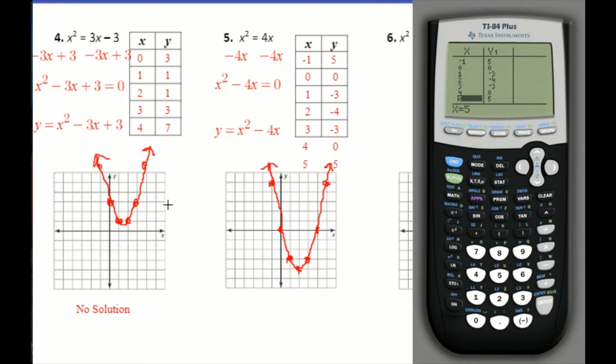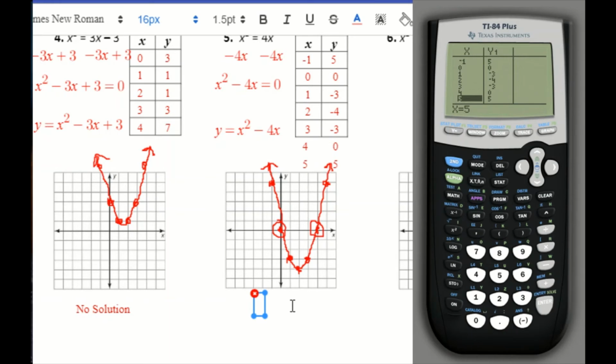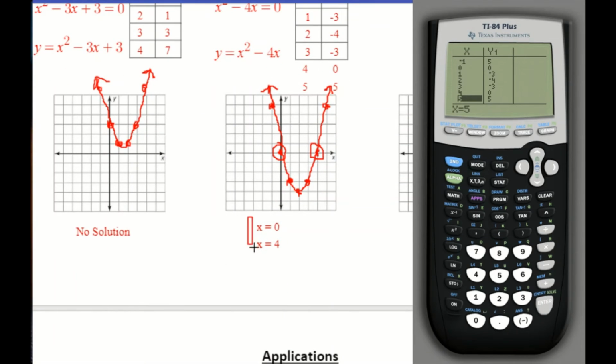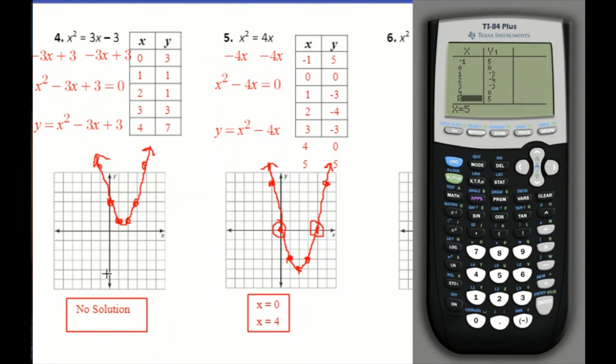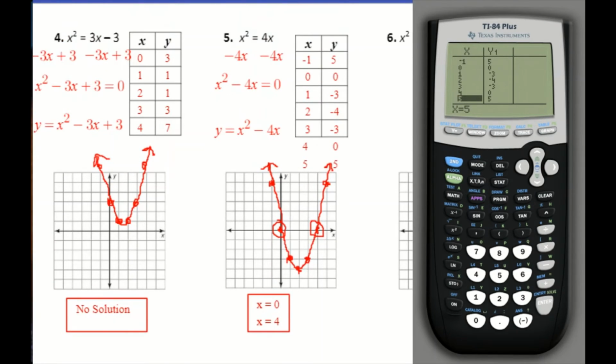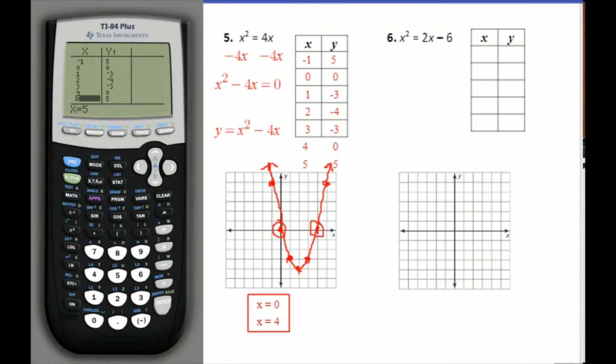functions. Okay, so my solution, this one is going to have two solutions, one right here and one right here. And we can name them. We get x equals 0 and x equals 1, 2, 3, it looks like 4. Okay, so that's number 5. Let's do number 6, and then we're going to look at a couple of application problems. So get this out of the way.